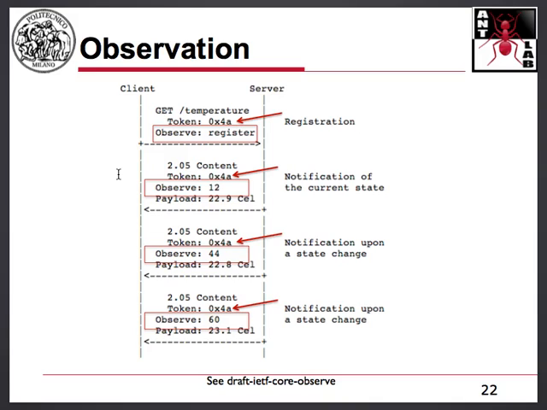Clear? So from a practical point of view, what you save if you use observation mode is basically one request message for each of these three response messages in this case. If you had not used observation mode, the client side should have issued one specific request for each of these three response messages, which you don't have here because you are using observation mode. Clear? Questions?